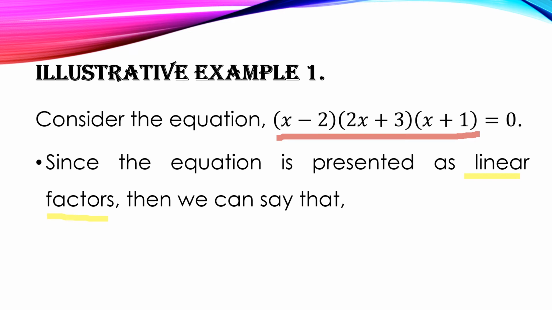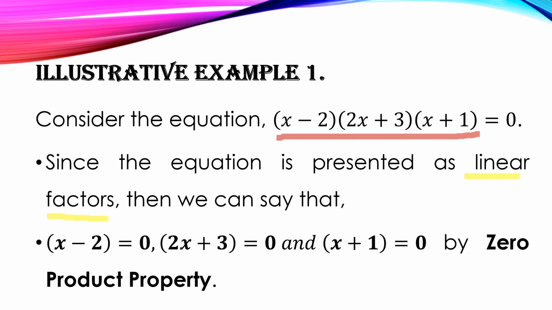So dito, kapag naka-linear factor siya, anong gagamitin natin? Gagamitin natin si zero product property. So again, once na ang given natin ay naka-linear factors, pwede natin gamitin ngayon yung zero product property. Okay, so how we going to solve for that? Ang gagawin lang natin ay i-equate sa zero yung mga factors natin. Yung x minus 2 natin, equate natin sa 0, and then you have yung second factor natin, equate natin sa 0, at ganoon din gagawin natin sa ating third factor na x plus 1, equate din natin sa 0. Okay?